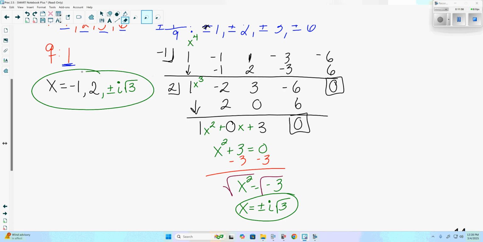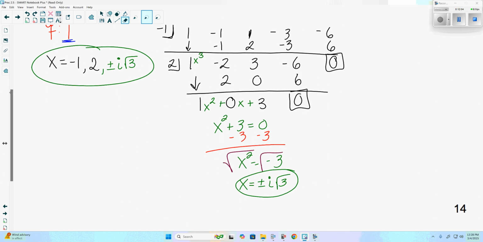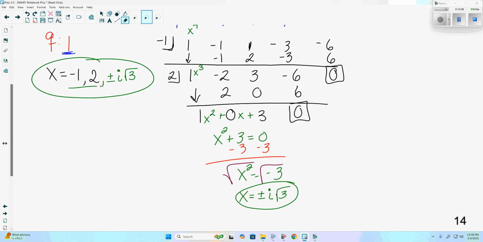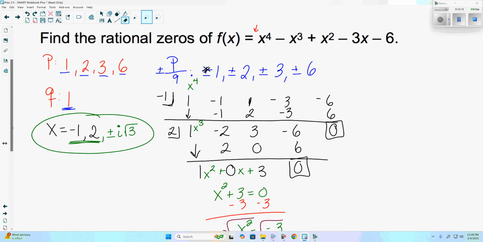So none of this is really new. Again, we've covered all this before. It's just been a while. Questions on what we've done here? Also, we could have found these 2 solutions by graphing.